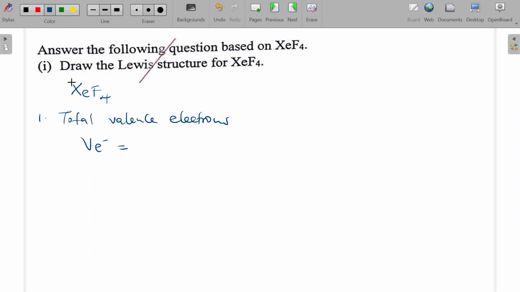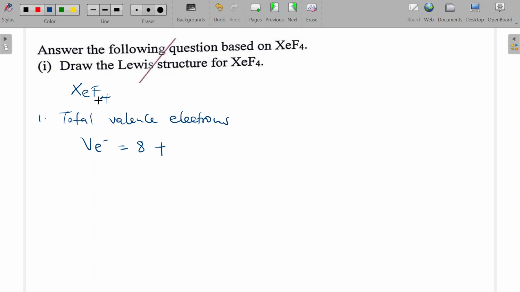So in this case, xenon, which group is it found in? Anyone? If you check the periodic table, where is it found? You're going to find out it's group 8, right? So yes, it's in group 8, xenon, that's where it's found. So meaning that the outermost shell electrons are 8. So you say 8 for xenon plus.